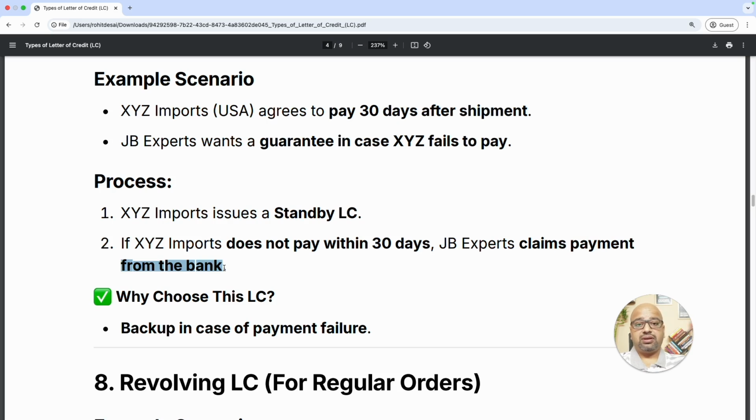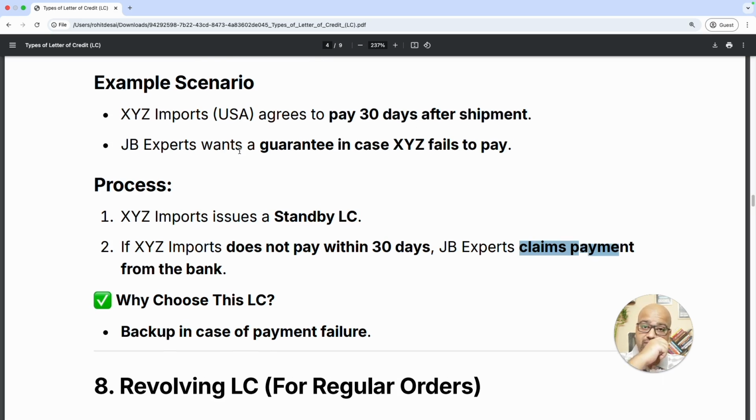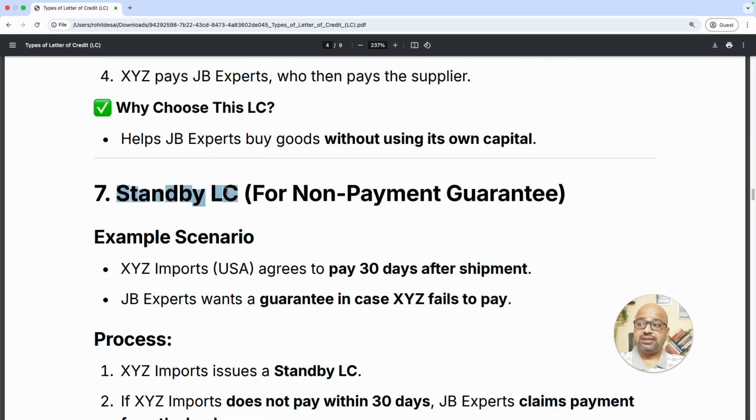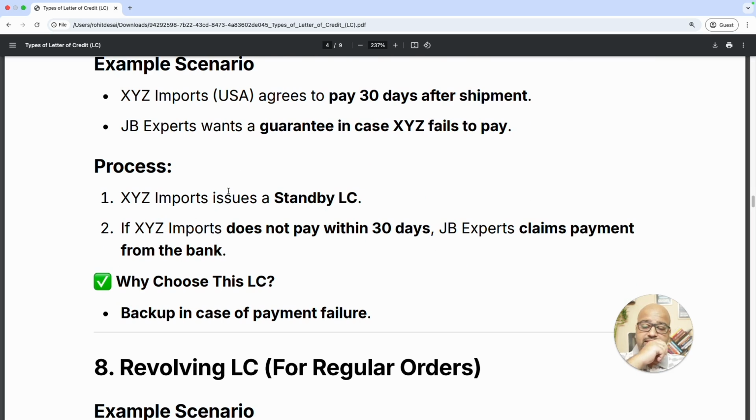So I'll submit again to my SBI account. They will send the documents to the ABC bank, and it will say that your importer has not paid us within the timeline, so we want to exercise the standby LC. In that case, the LC will be taken forward and your money will be transferred. Backup in case of payment failure.